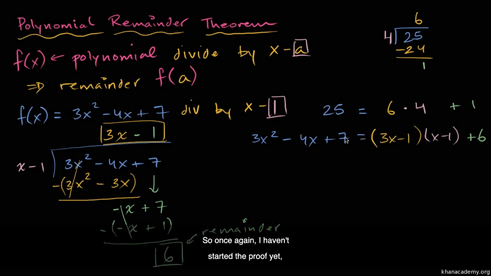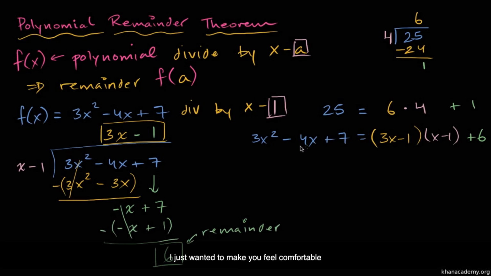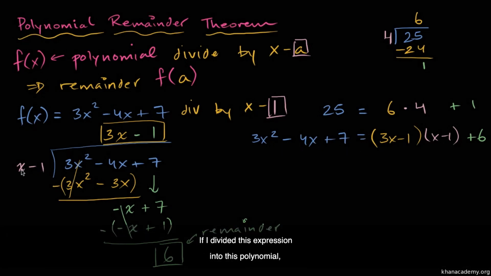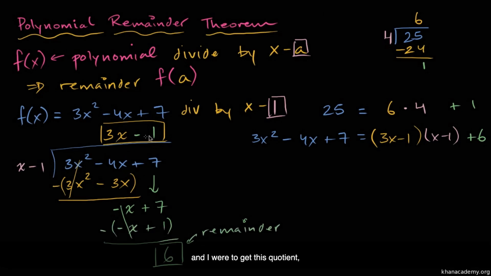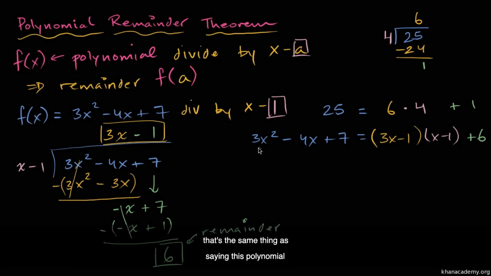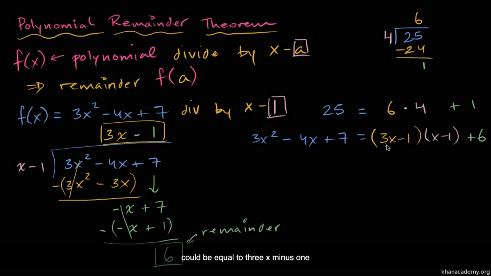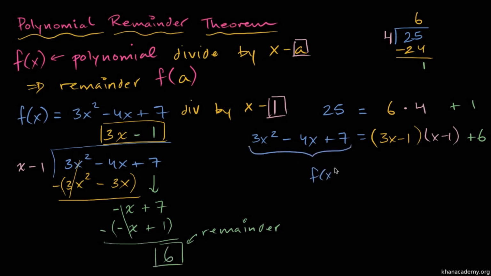And so once again, I haven't started the proof yet. I just wanted to make you feel comfortable with what I just wrote right over here. If I divided this expression into this polynomial, and I were to get this quotient, that's the same thing as saying this polynomial could be equal to 3x minus 1 times x minus 1 plus 6. Now this is true in general. Let's abstract a little bit. This is our f of x.